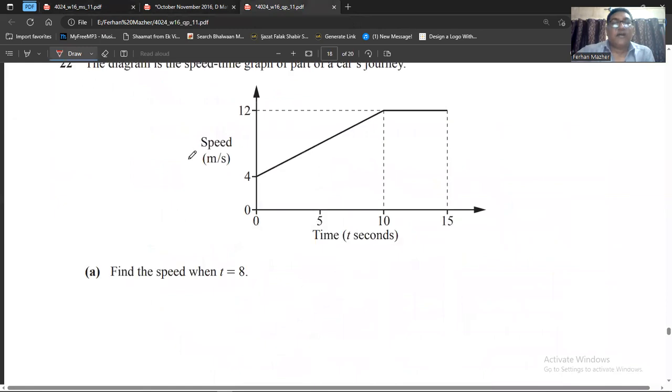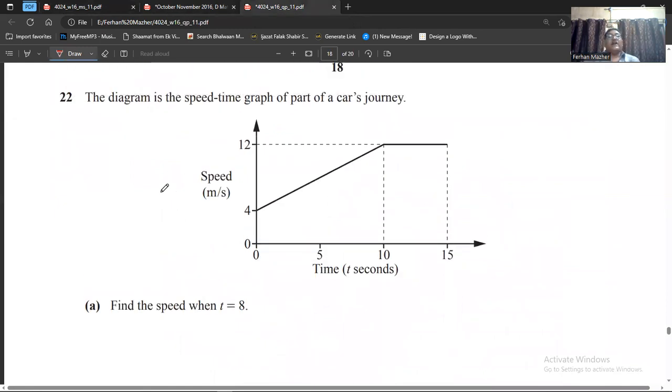The next question coming up on your screen is question number 22. The diagram is the speed time graph of part of a car's journey. So it's a speed time graph. He says find the speed when the time is 8. So here he wants me to find out. So time here is 8. And what will be the speed here? I don't know. But this point here, sorry, this is 10, and 12.